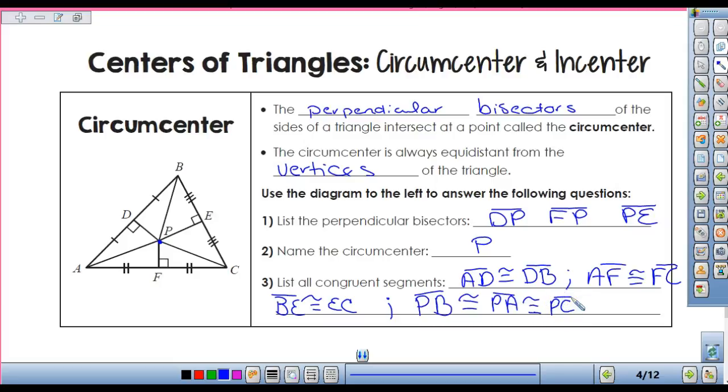So from the circumcenter to each vertex. PA, this guy right here, from the circumcenter to the vertex. PB, circumcenter to the vertex. And PC, circumcenter to the vertex. Those three lines are going to be congruent. So far, so good?